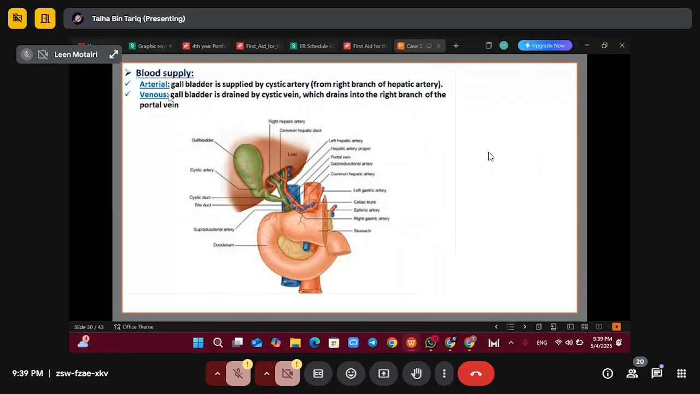So regarding the blood supply, we have the arterial and the venous blood supply. The arterial, the gallbladder is supplied by the cystic artery. You can see the cystic artery, which is from the right branch of the hepatic artery. So you remember the hepatic artery, right? From the celiac trunk. We said the abdominal layer, the celiac artery, and then the common hepatic artery and the hepatic artery proper. So from there, we have the cystic artery.